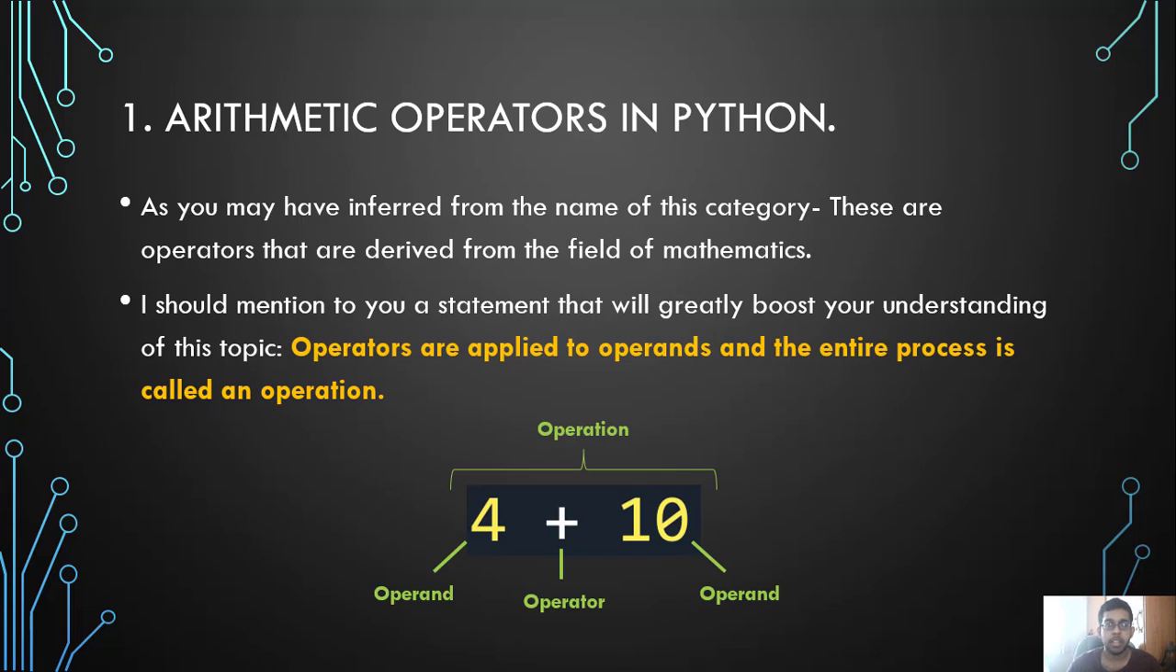Number 1, arithmetic operators in Python. As you may have inferred from the name of this category, these are operators that are derived from the field of mathematics. I should mention a statement that will greatly boost your understanding of this topic. Operators are applied to operands and the entire process is called an operation. So we see 4 plus 10. The entire procedure is called an operation. 4 and 10 are operands and the plus is the operator.